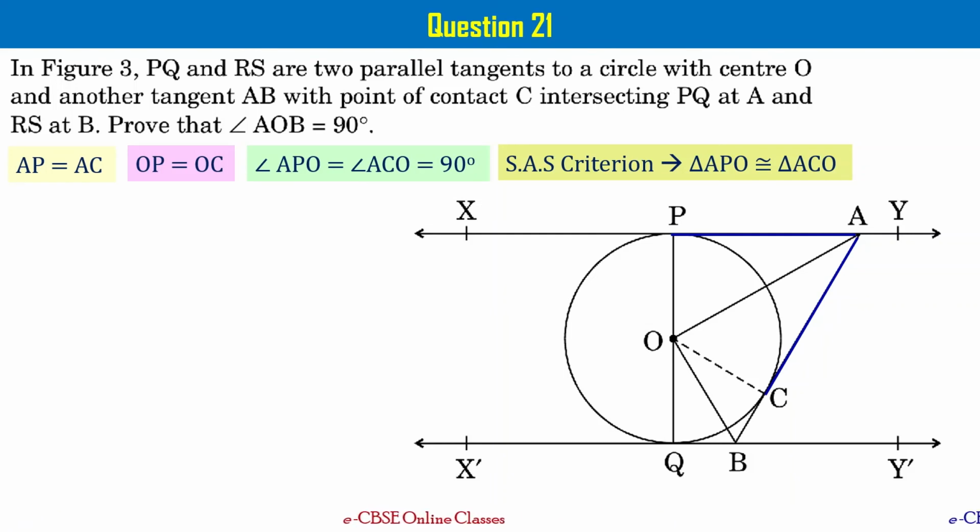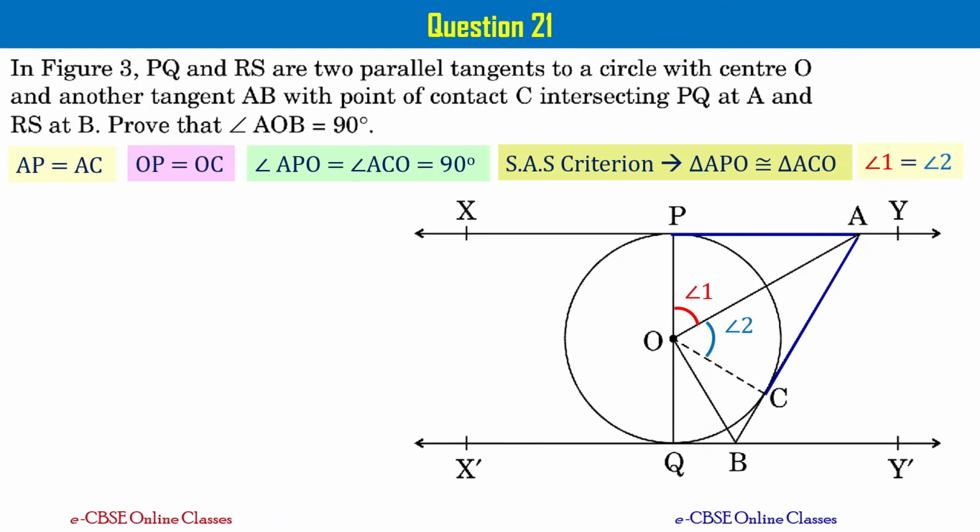In that case, we can say that corresponding angles of these two triangles are equal, right? Let me mark angle AOP as angle 1 as shown in the figure, the red color line. That is equal to angle 2, that is angle AOC as marked in the figure, right? So now we can say that angle 1 equal to angle 2, right?